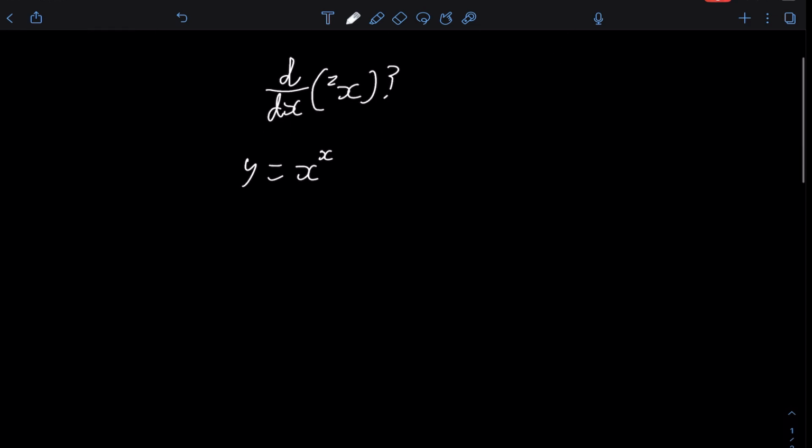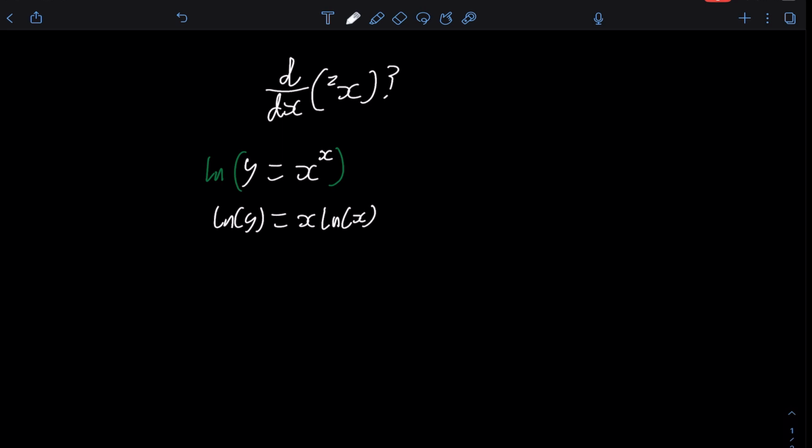And what we can do here is use the property of the natural logarithm, where if we take the natural logarithm on both sides, like so, you will get on this side the natural log of y, which is going to be equal to, taking the natural log of x to the x, we can bring the exponent down and multiply it by the natural log of the base. So this is actually going to be equal to x times the natural log of x. The reason why we do this is because we're trying to find the derivative of x to the x.